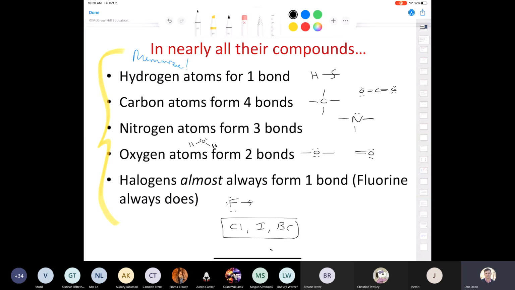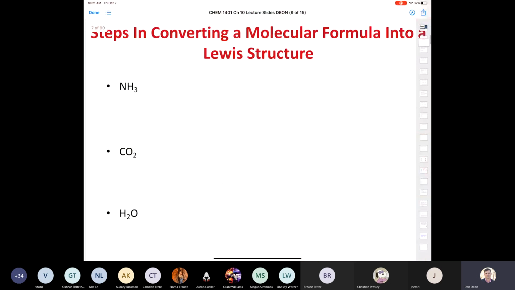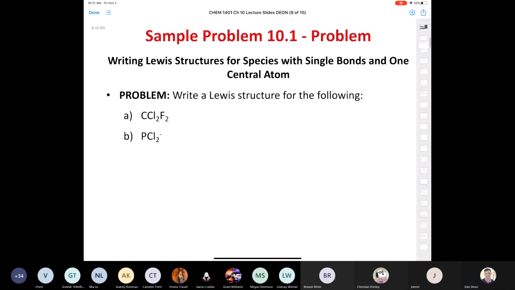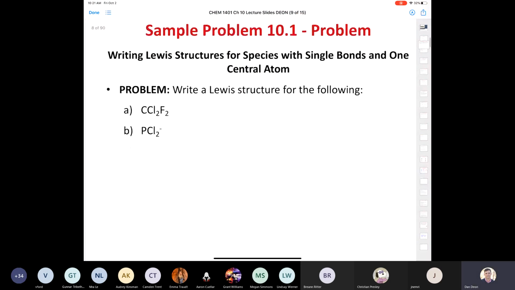There are some exceptions. Somebody says, what about carbon monoxide? That's a Lewis structure that involves charges, so we'll get to that in a little bit. We're not there yet. We're looking at uncharged molecules. So we've already done these 3. With that in mind, let's look at this one here.